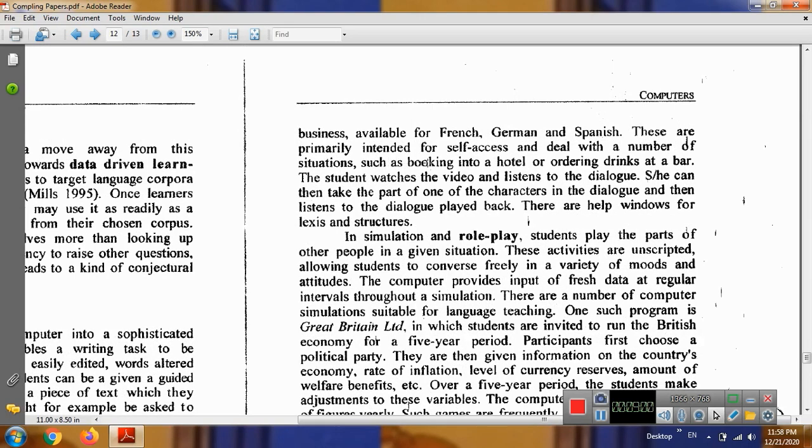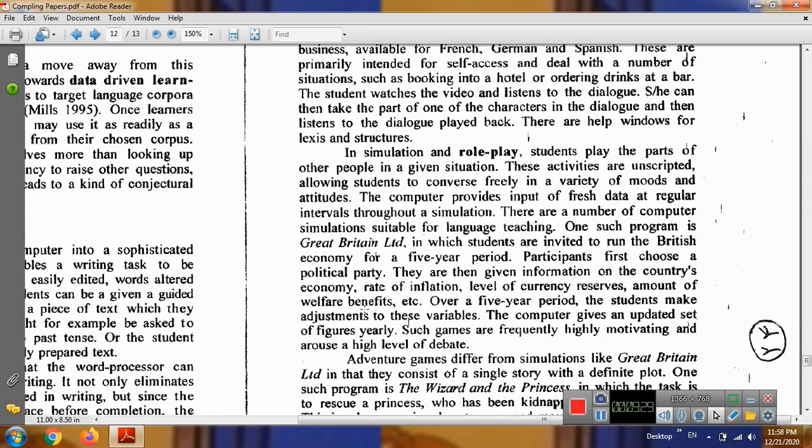These are primarily intended for self-access and deal with a number of situations such as booking into a hotel or ordering drinks at the bar. The student watches the video and listens to a dialogue. She or he can then take the part of one of the characters in the dialogue and then listen to the dialogue played back. There are help windows for lexis and structures.